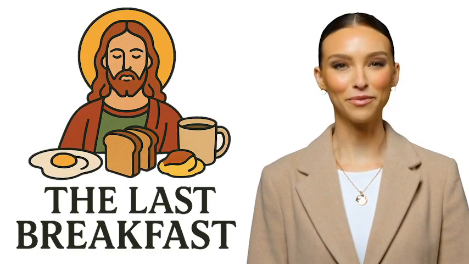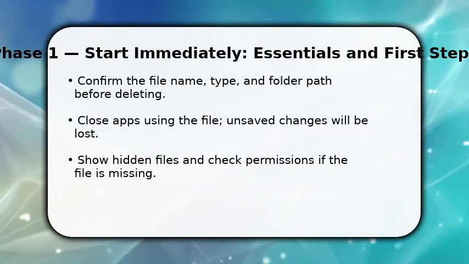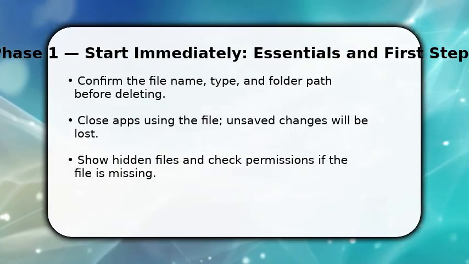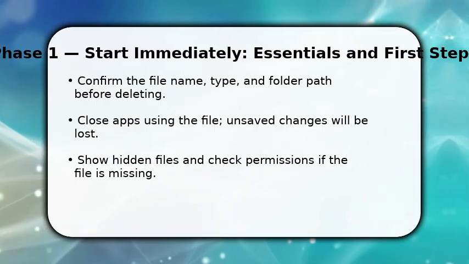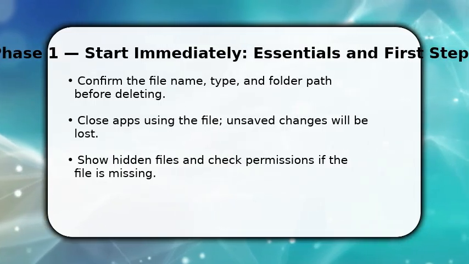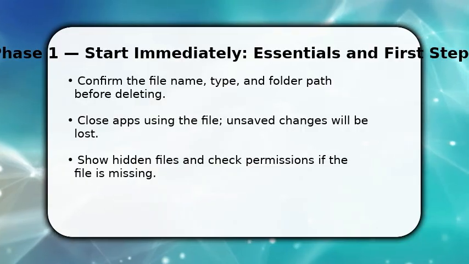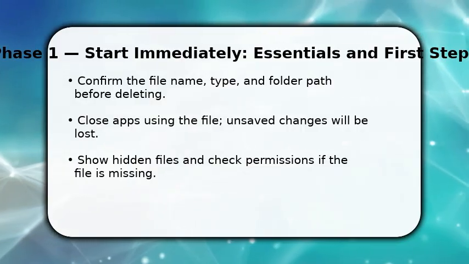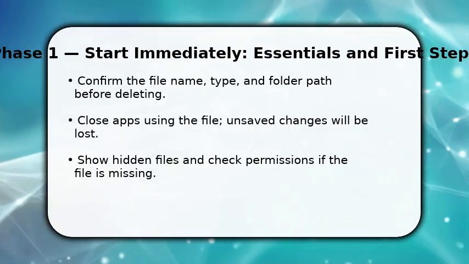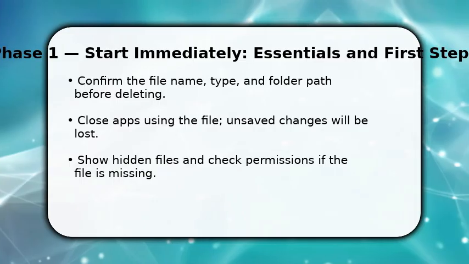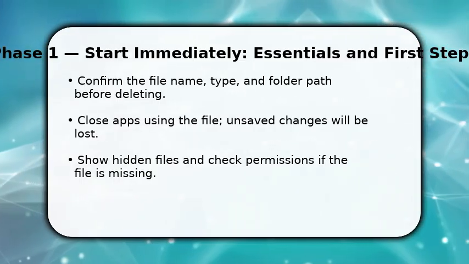Please enjoy the video. You start by confirming exactly which file to remove and why, so you avoid accidental loss. Open File Explorer, navigate to the folder, and select Details View to see names and sizes. This helps distinguish duplicates. Once done, close any programs that might lock the file and check properties to verify permissions. If you need admin rights, prepare credentials now.